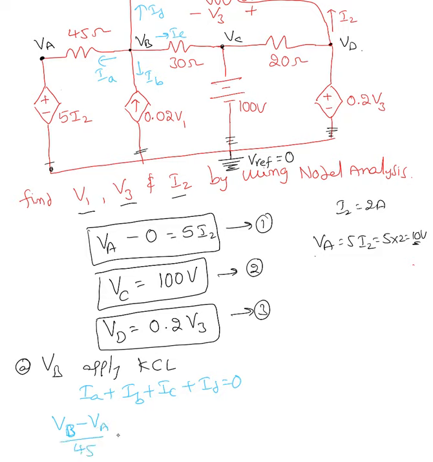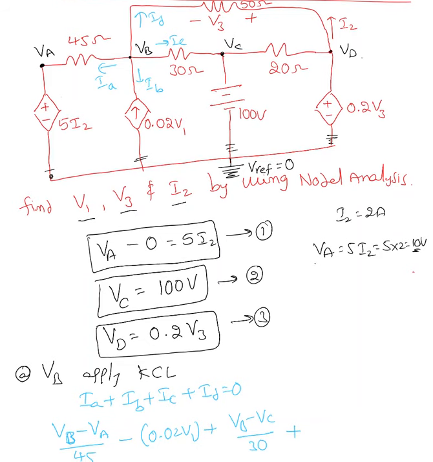IB is nothing but minus. IB is going down, but this is a current source, that current is going up, so minus 0.02 V1 plus IC is nothing but VB minus VC over 30 plus ID is nothing but VB minus VD over 50 equal to 0. This is my fourth equation.